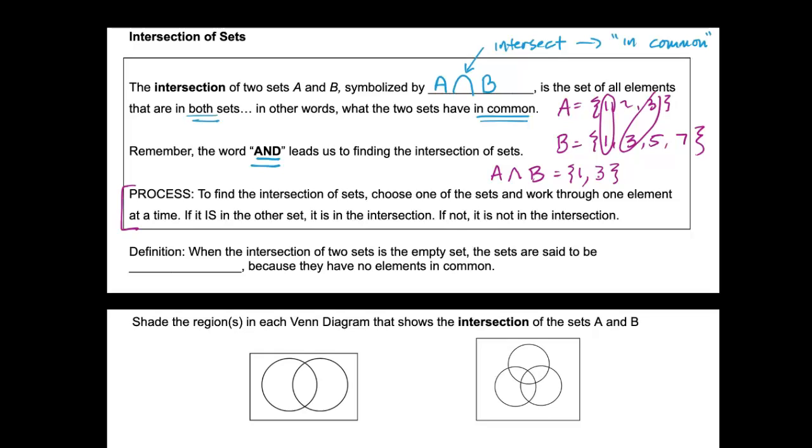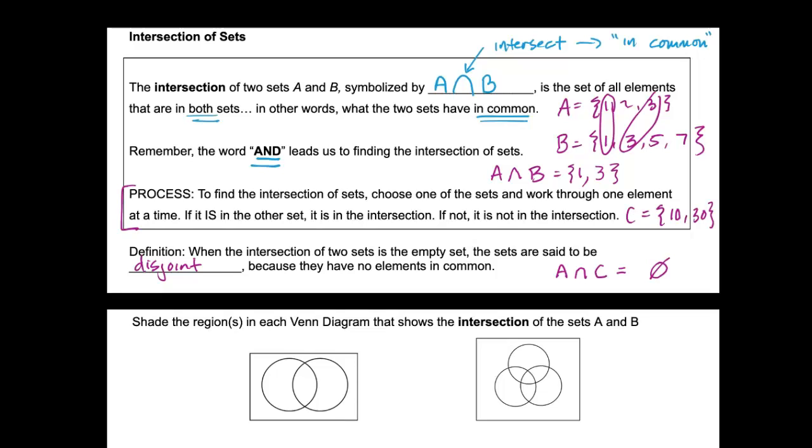Sometimes you might have 2 sets that don't have anything in common. So maybe I have a set C and that has numbers 10 and 30. If I asked you to find A intersect C, we would say that would be the empty set. They don't have anything in common. A has 1, 2, and 3, and C has 10 and 30. And so we would call these sets disjoint because they don't have any elements in common.